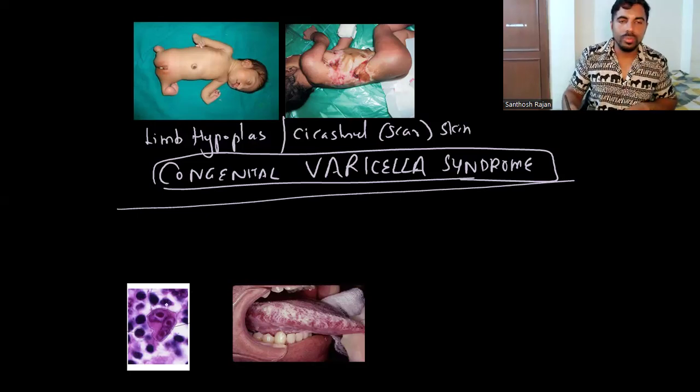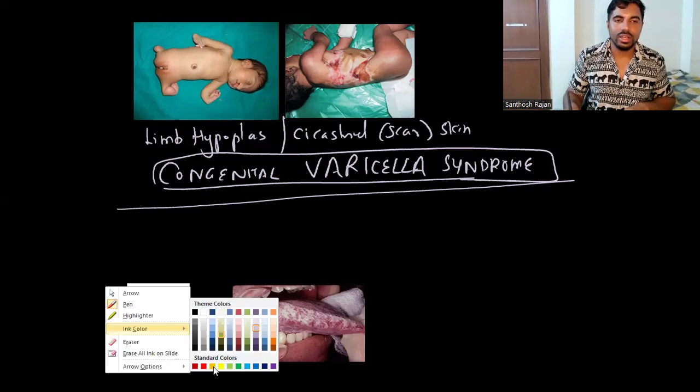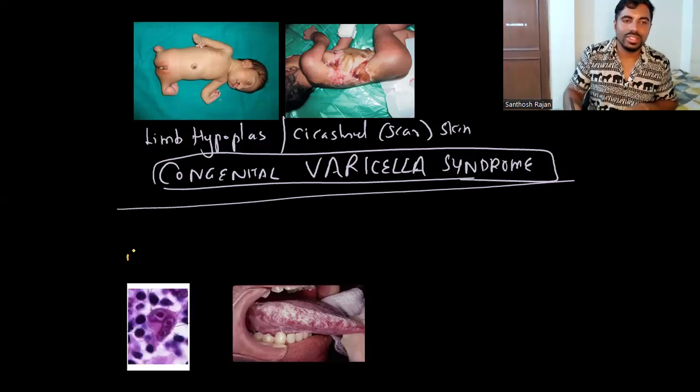Next, this one, you know, this again, next virus, it is easy and everyone must find it very easy. This is the Reed-Sternberg cell.